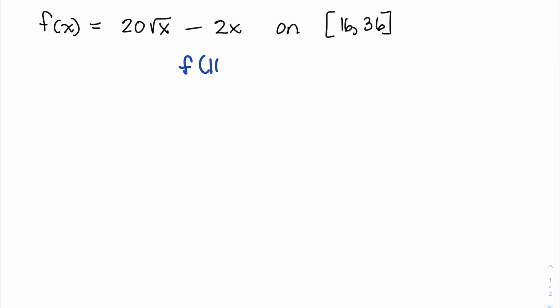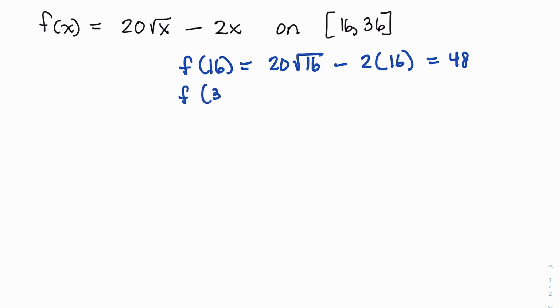So f of 16 is 20 square root 16 minus 2 times 16. Square root of 16 is 4, times 20 is 80. So that is 80 minus 32, which is 48. And f of 36 is 20 square root 36 minus 2 times 36, which is 120 minus 72, which is also 48. So those two function values are equal.